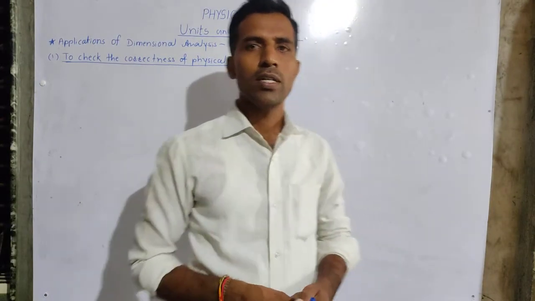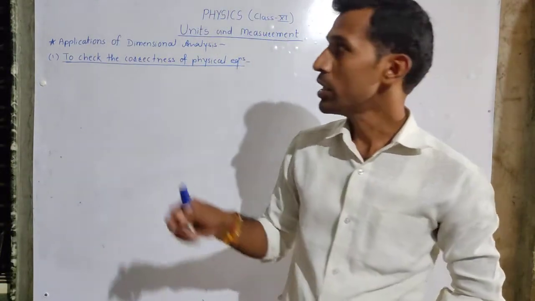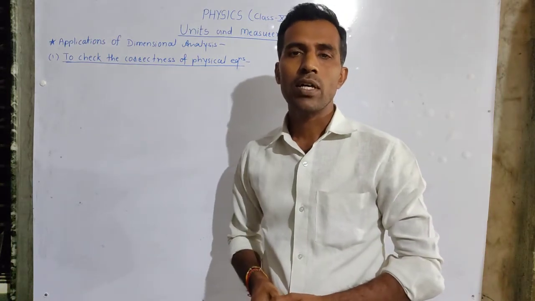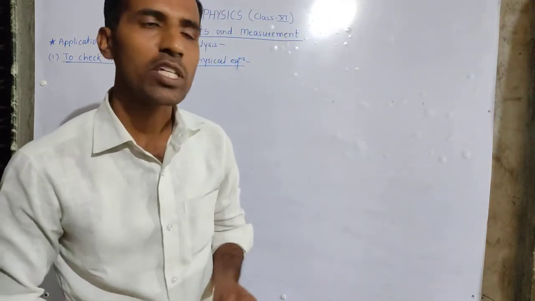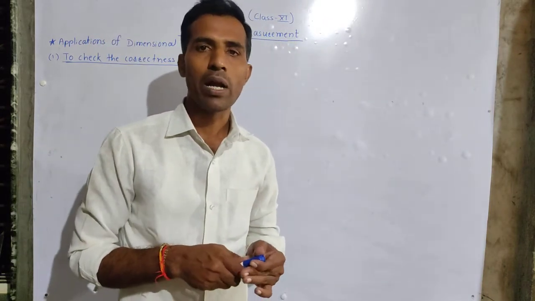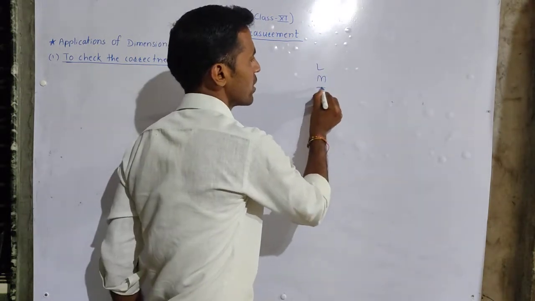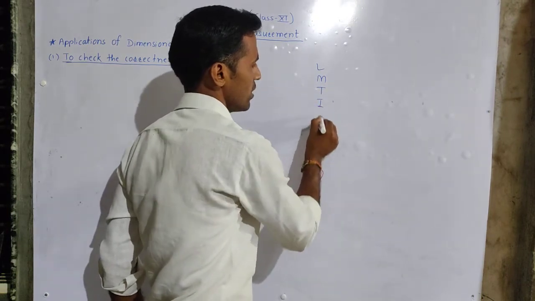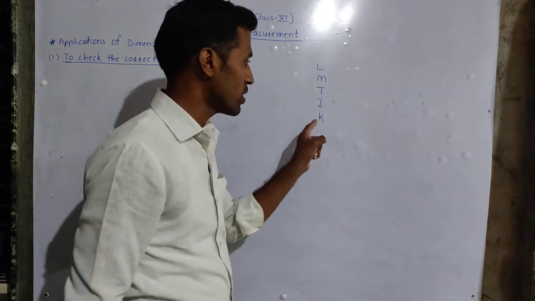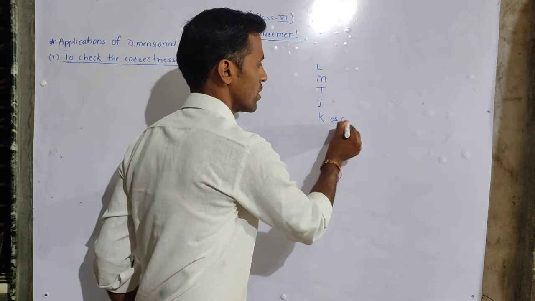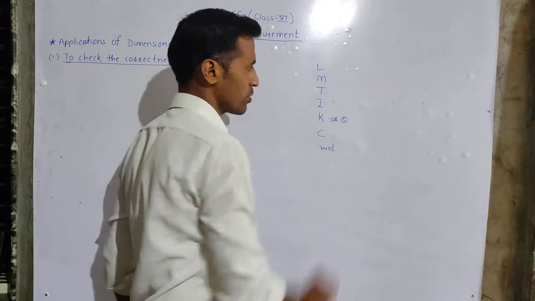Students, we are dealing with the first chapter of the 11th science physics, that is units and measurement, in which we are studying dimensional analysis. We have already seen that the dimensions of any physical quantity can be expressed in terms of the 7 fundamental quantities, namely length, mass, time, electric current, temperature, whose symbol is K or theta, then intensity and the amount of substance.